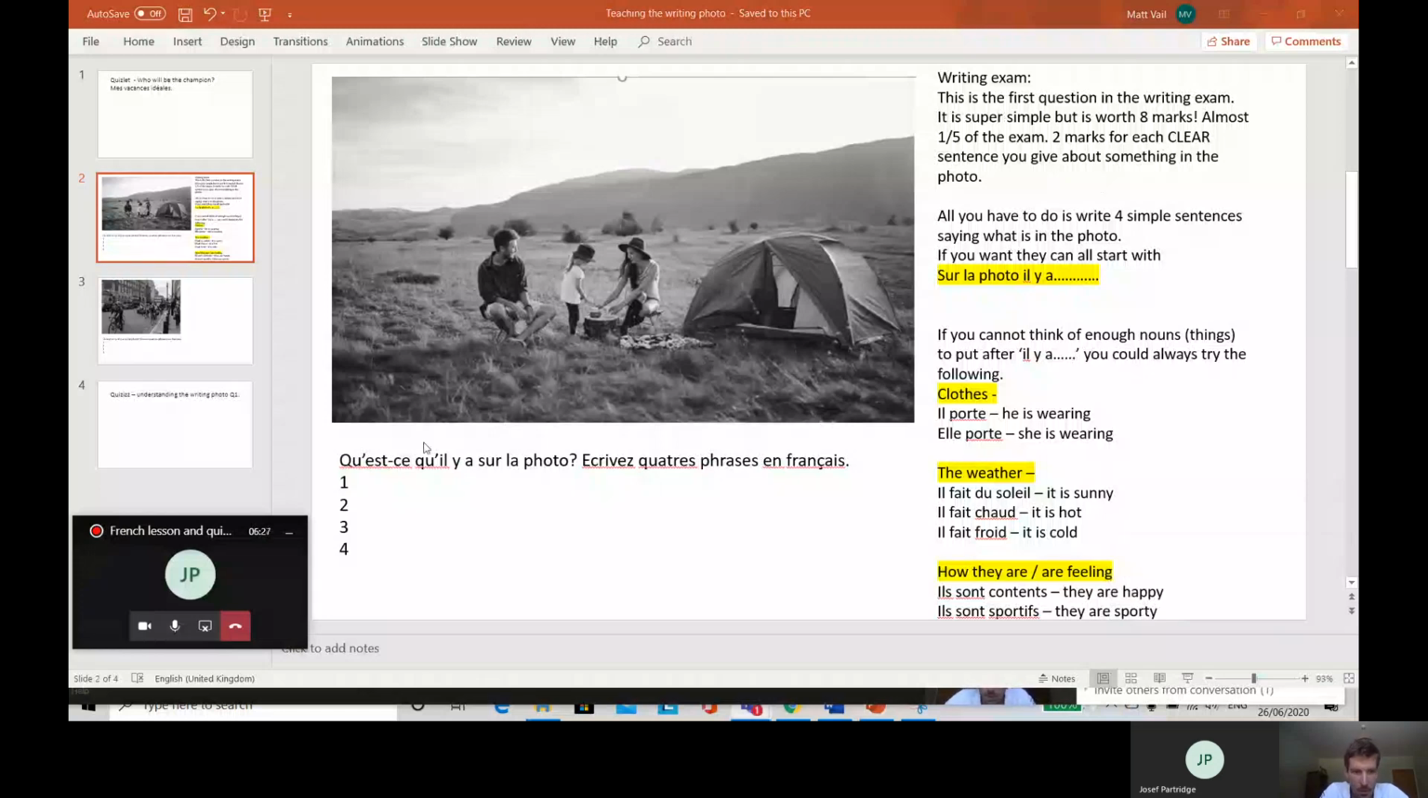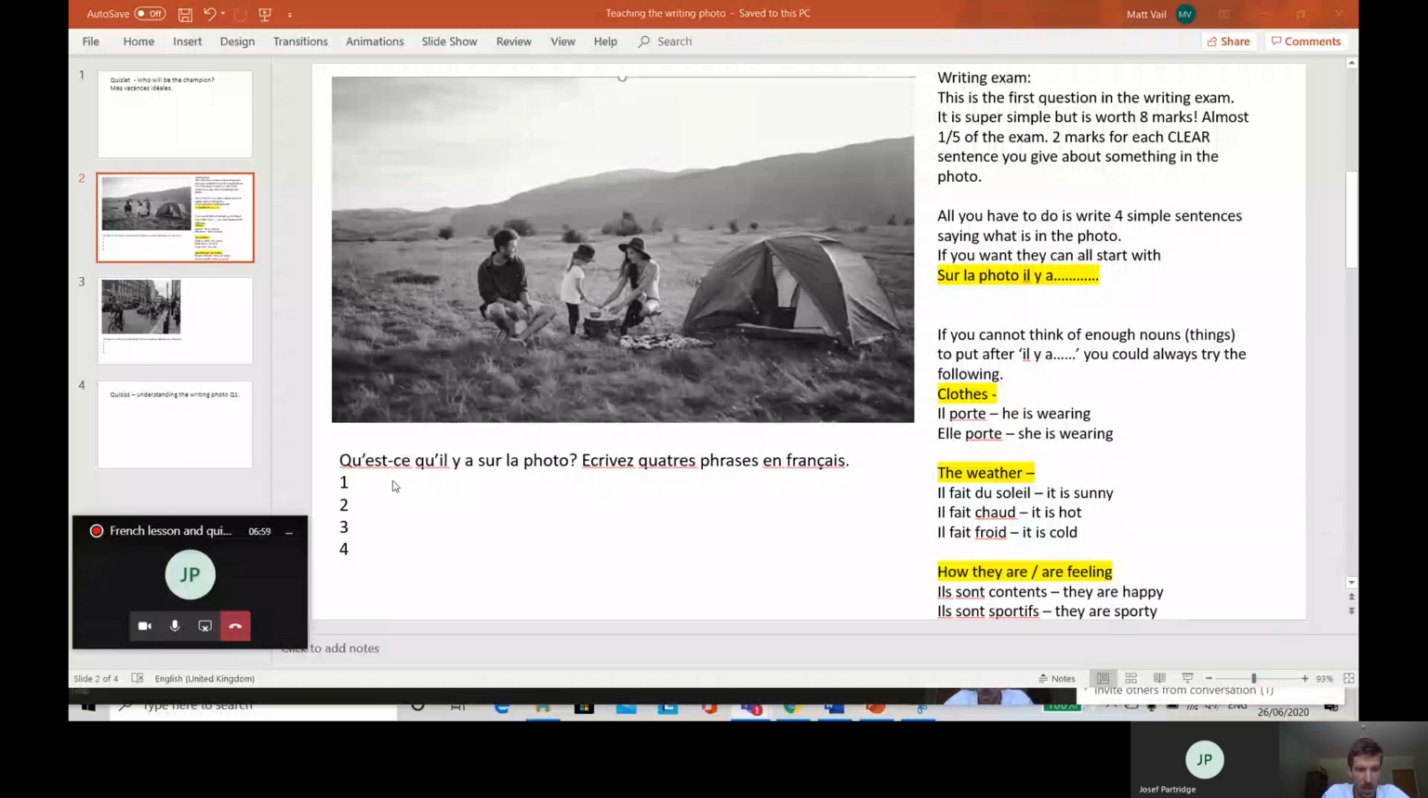Okay, and all you have to do, there'll be this question here that says, Qu'est-ce qu'il y a sur la photo? Écrivez 4 phrases en français. So basically, what is there in the photo? Write 4 sentences in French. And that's all you have to do. 4 separate sentences. There are no extra marks here for being fancy, for showing that you can do different things. You literally just have to write 4 sentences that say what there is in the photo.